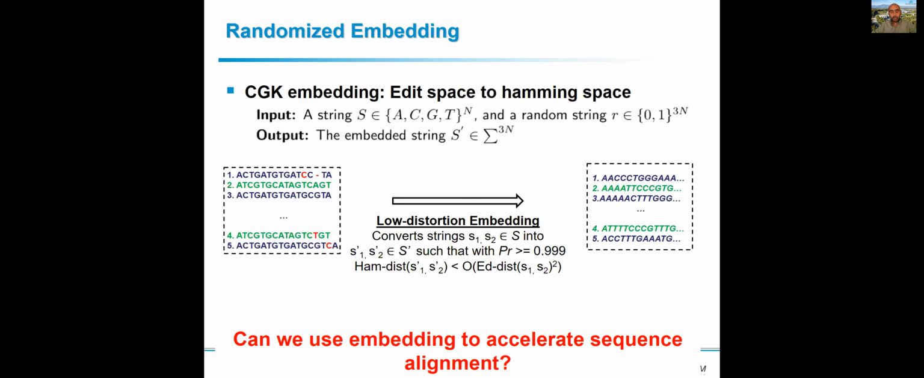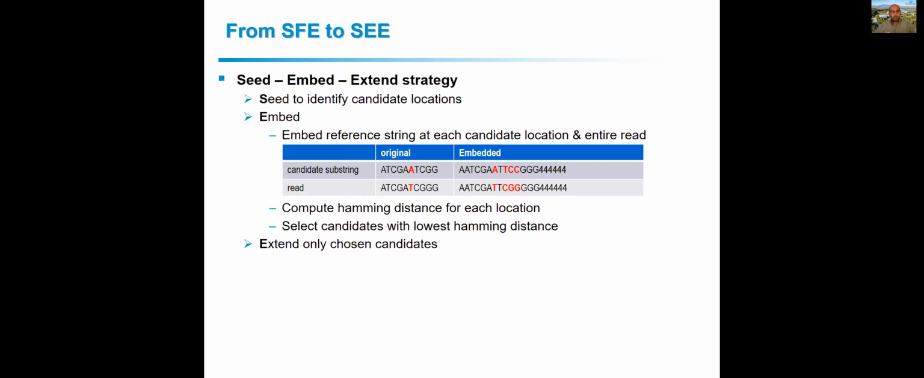And given this improvement, the natural question that comes to mind is, can we use embedding to accelerate sequence alignment? So what we thought of was a very straightforward approach where we go from seed-filter-extend to seed-embed-extend, where we are using embedding as a filtering technique. As before, we want to use seeding to identify candidate locations. And once we identify candidate locations, we want to apply embedding. More specifically, we want to embed the reference string at each candidate location, and we want to embed the read.